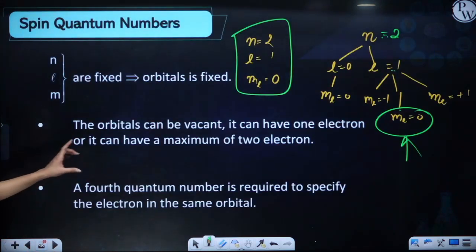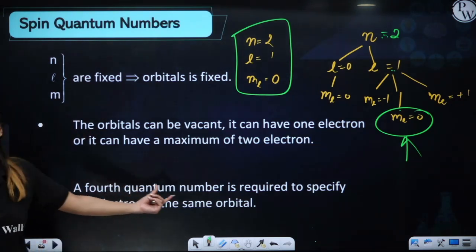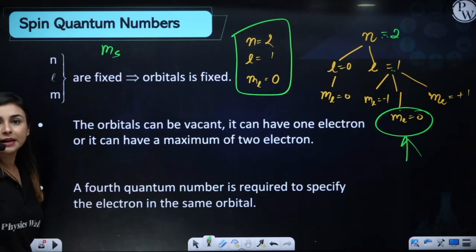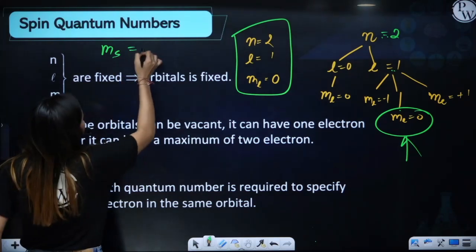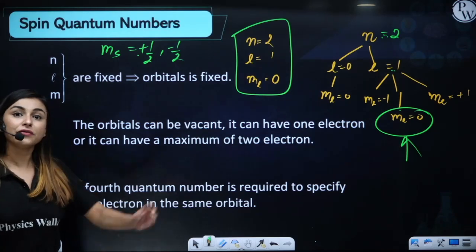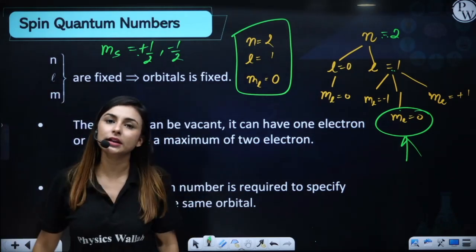A fourth quantum number is represented to specify the electron in the same orbital and that is your spin quantum number, which is denoted by MS. And MS can have only 2 values, plus half and minus half. So, if you give the 4 quantum number values, you will reach one particular electron.